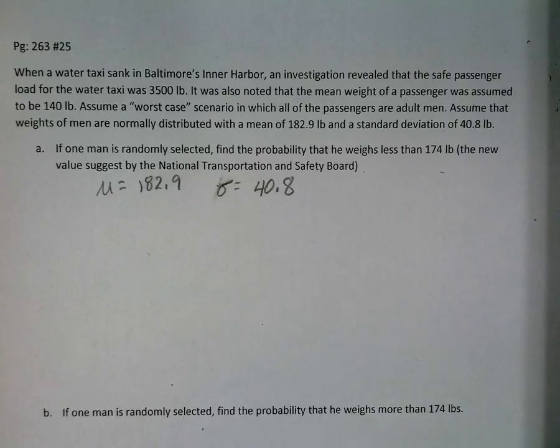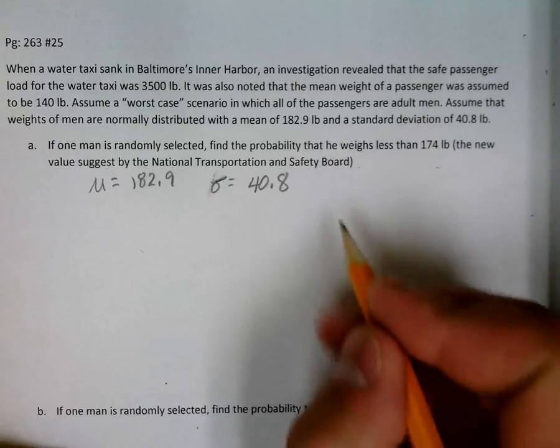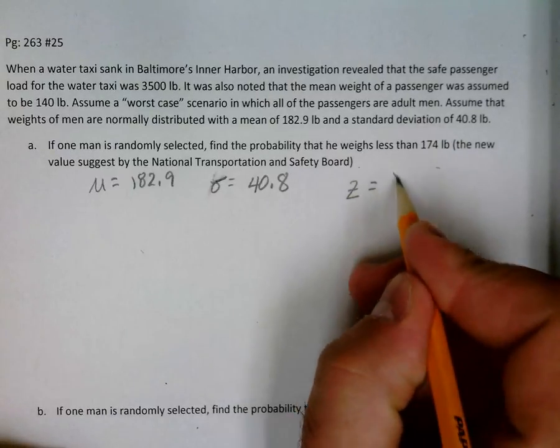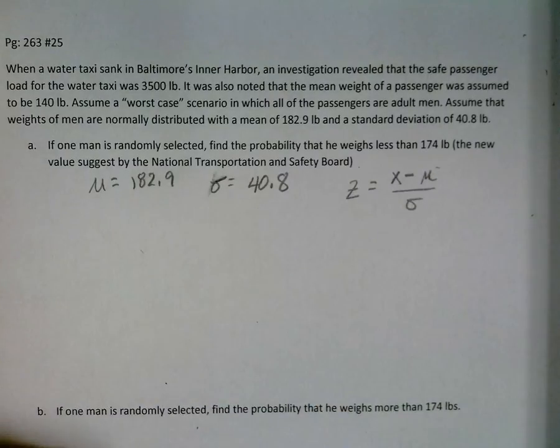Okay, so we've got our mu, we've got our sigma. Since our data is normally distributed, we can use the rules of normal distribution. Our mean in this case is not 0, and our standard deviation is definitely not 1. Therefore, we need to use z-score to standardize our data. So we've got our z-score: z equals x minus mu divided by standard deviation.